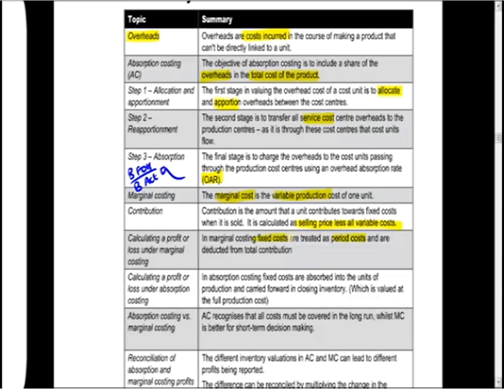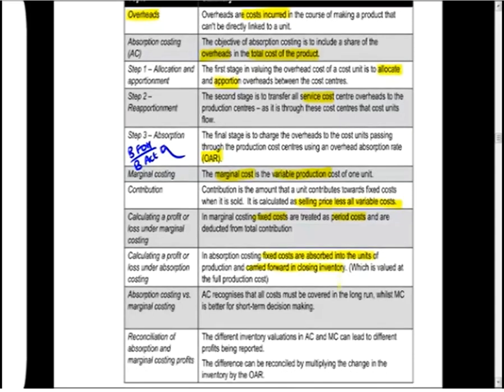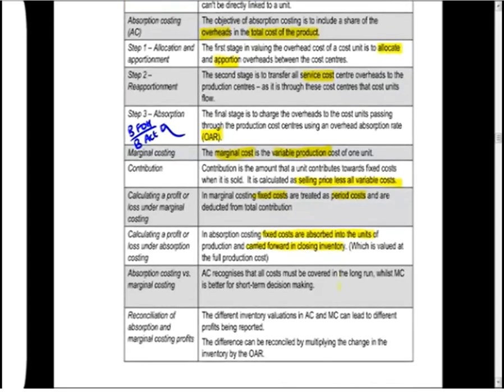Under absorption costing, the fixed overheads are absorbed into the units of production, and fixed overheads are also carried forward in closing inventory, because that closing inventory will be valued at the full production cost. Absorption costing recognises that we need to cover fixed costs in the long run, but marginal costing is better for short-term decisions. We need to be able to reconcile the profits because they're going to be different depending on whether we use absorption costing or marginal costing. And the difference is the change in inventory multiplied by the overhead absorption rate.